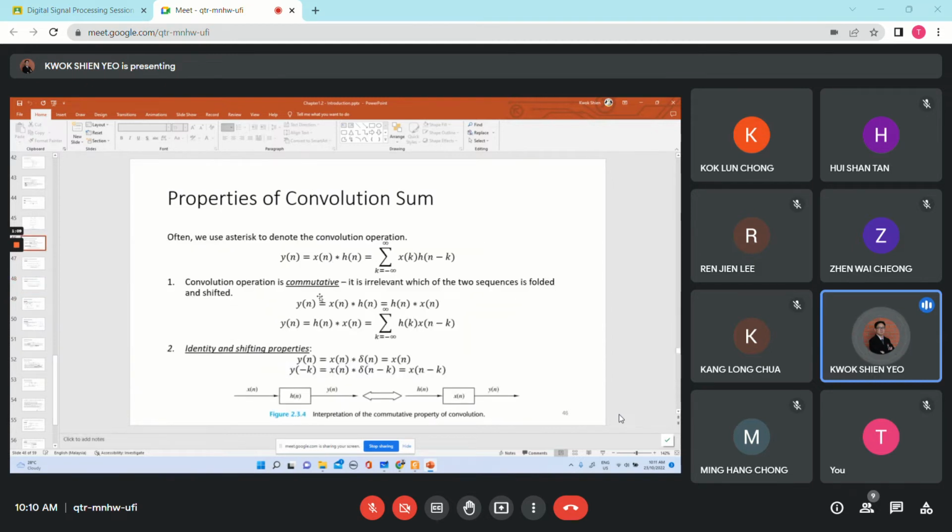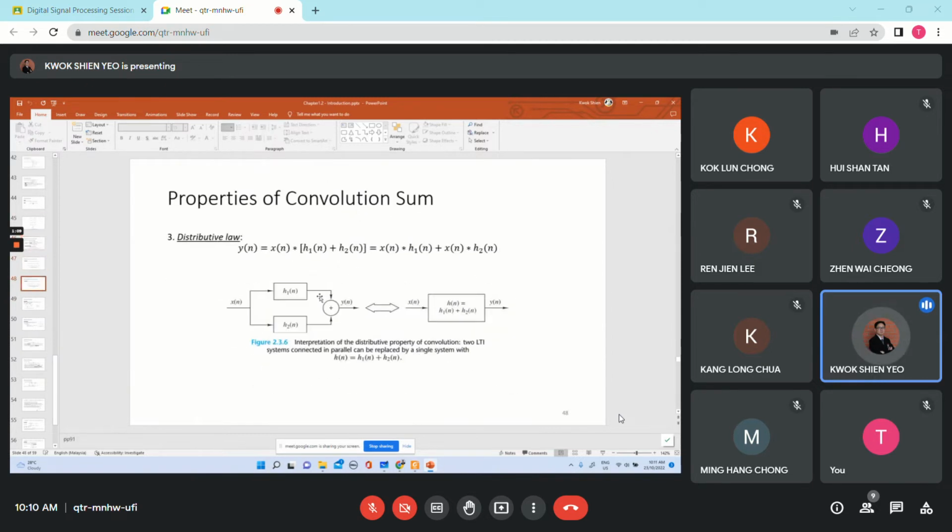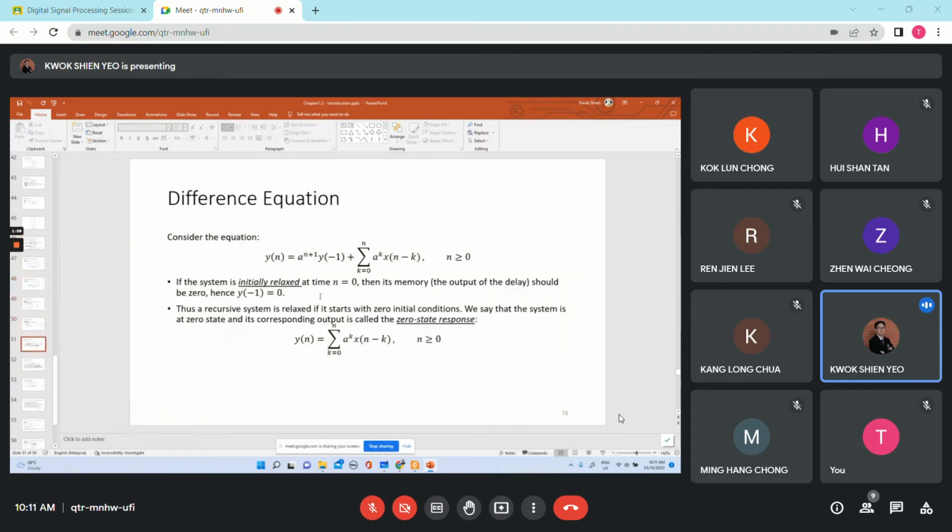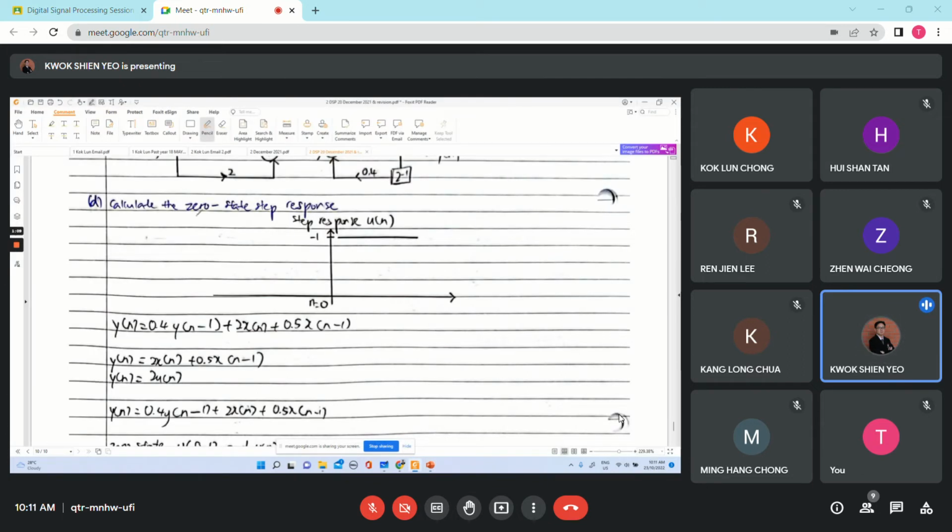So I need to rethink again on this question. According to these definitions, y(-1) equals 0. So this is the important idea here. Start with zero initial condition. Okay, so let's see what we do. Calculate the zero state step response.